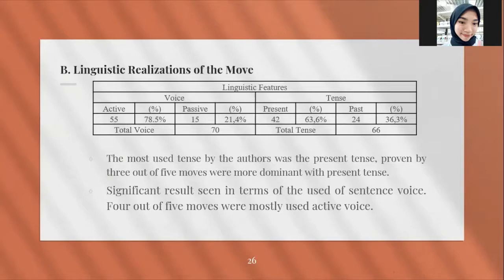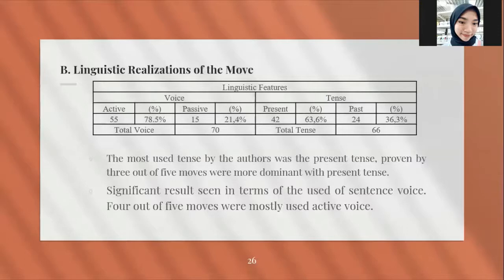Significant results were seen in terms of the use of sentence voice. 4 out of 5 moves mostly used active voice. They were move 1, move 2, move 4, and move 5. Only move 3 used passive voice more often.